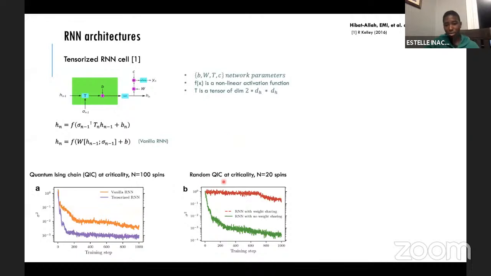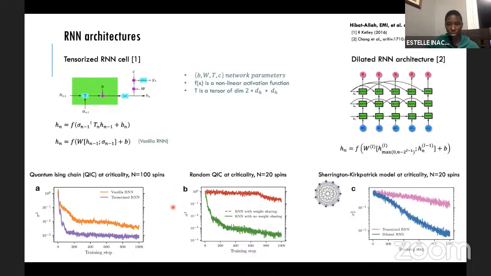For example, in the random coordinates chain criticality, we saw that using the so-called no-weight sharing, that at each lattice point, each time we generate a spin, we use different weights and variances. Basically, we saw that this is much more accurate than sharing the weights across the lattice sites, which is what's typically done, for example, in machine learning. So we use no sharing for this other system.